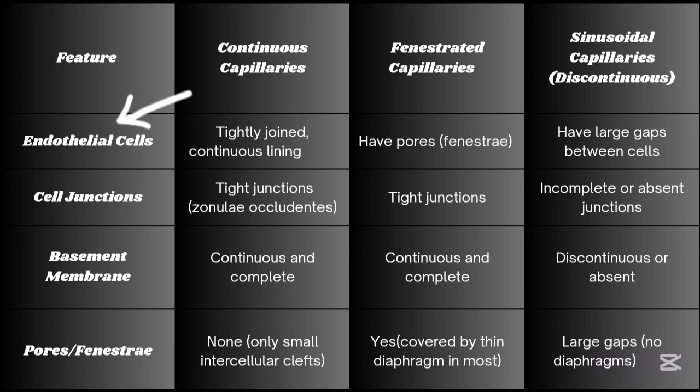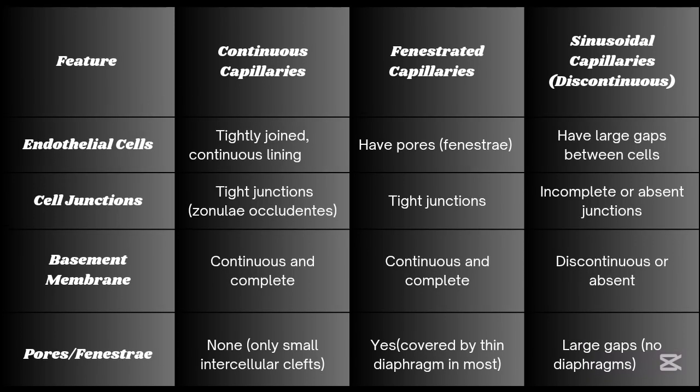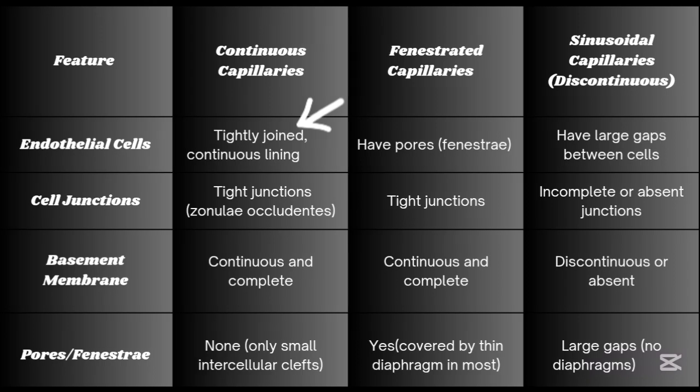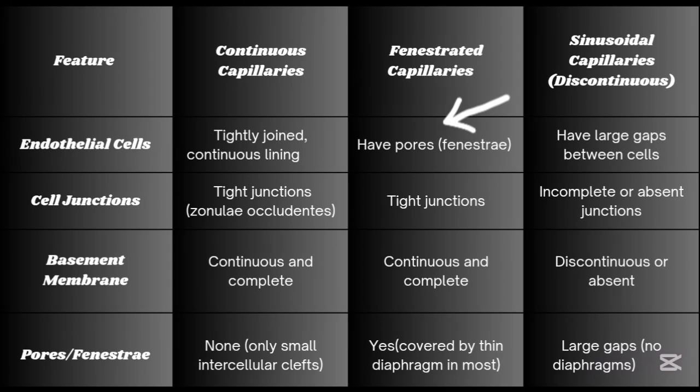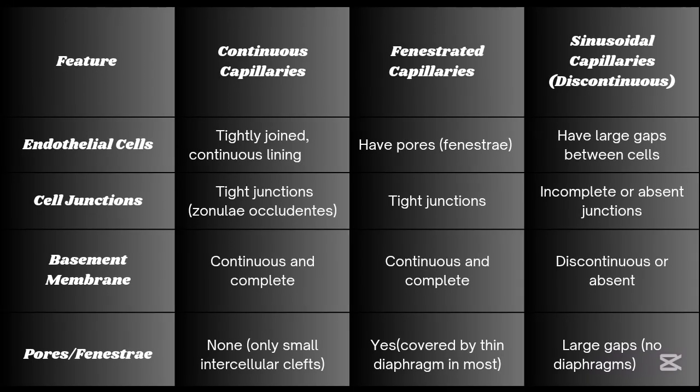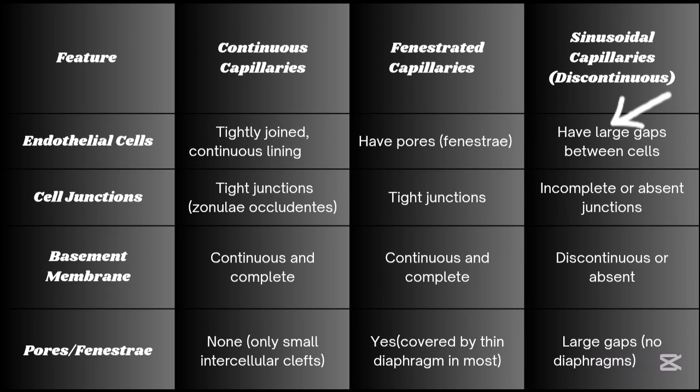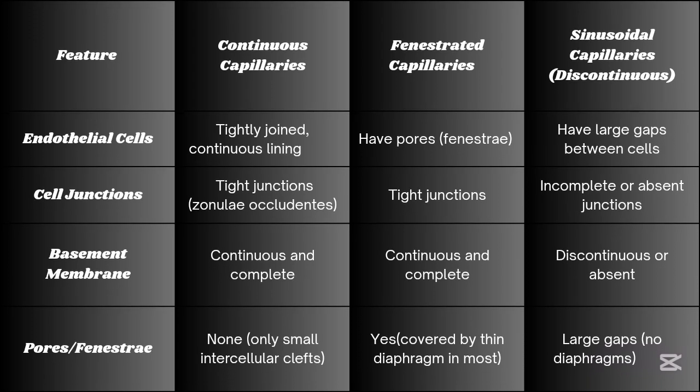So let's discuss the first feature, that is endothelial cells. In continuous capillaries, these cells are tightly joined with each other and form a continuous lining. You can see in this diagram. In fenestrated capillaries, these cells have pores, which are also known as fenestrae. In sinusoidal capillaries, they have large gaps between these cells, so they don't form a continuous lining. That's why they are also known as discontinuous capillaries.